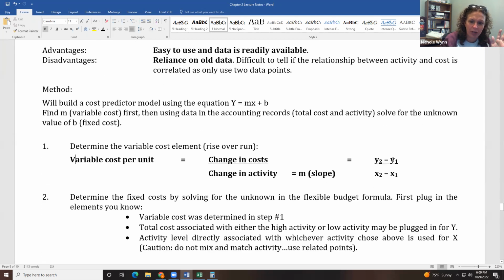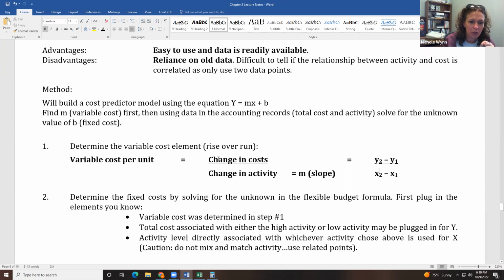So the way we're going to do it is we're going to do y2 minus y1 over x2 minus x1. And I'm going to show you how to do that. And that's going to give you your M or your slope or your variable cost per unit, 2 cents a gallon on your water bill.